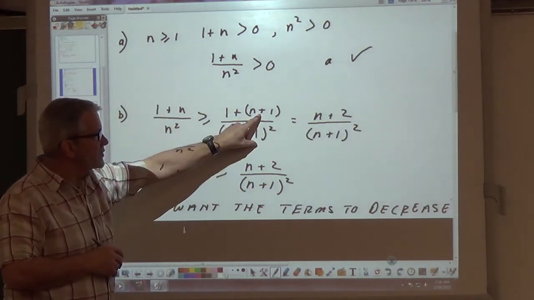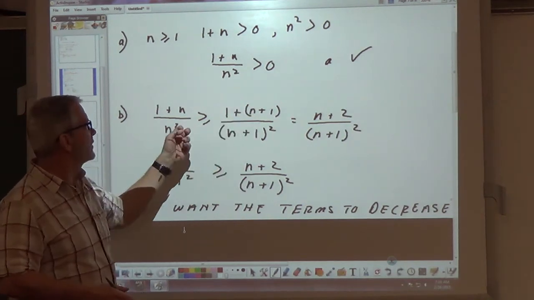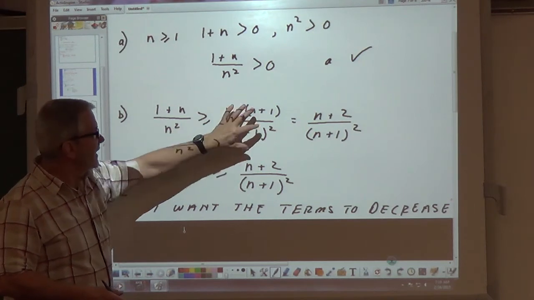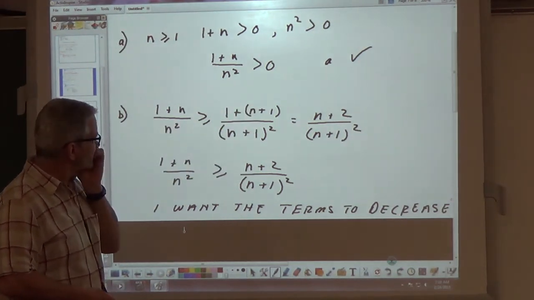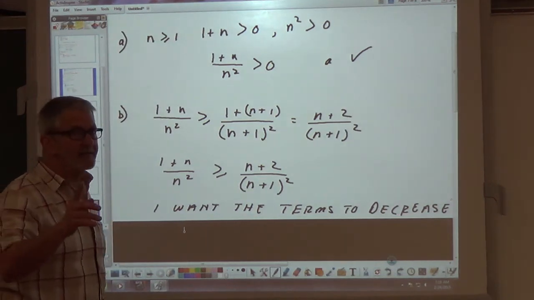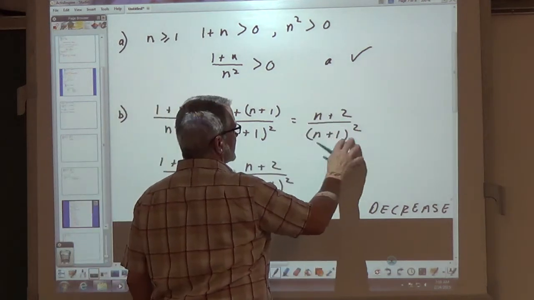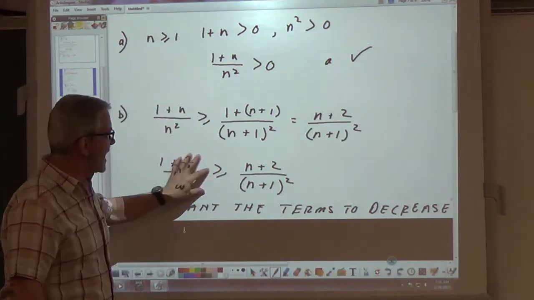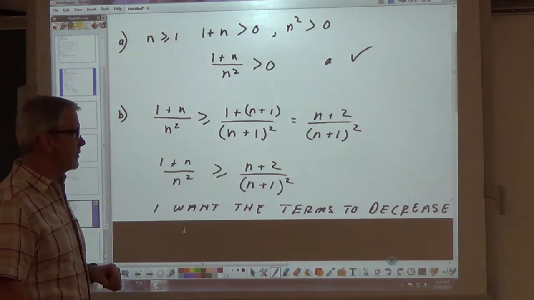I want the n plus 1 term, this is the nth term, I want the n plus 1 term to be smaller than the nth term. I want the n plus 1 term to be smaller. That's going to be difficult. That's not so easy to determine right there. Keep in mind, this is going to be n plus 2 over n plus 1 squared, so I want this to happen right here. The n plus 1 term, I want it to be smaller than the nth term.